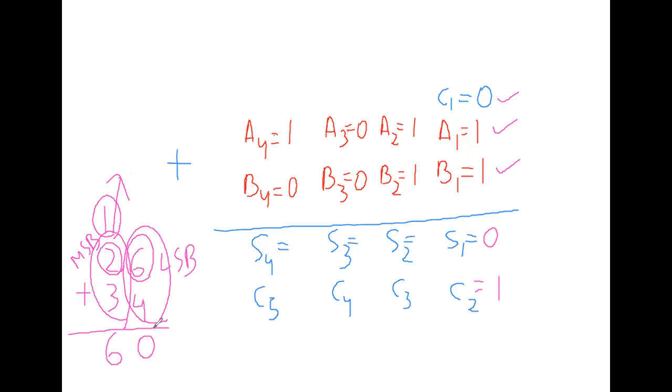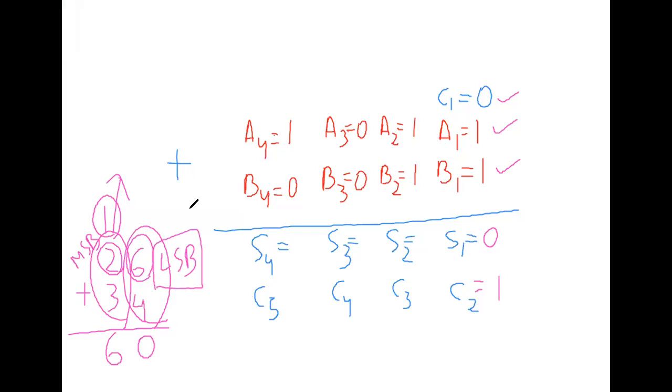But in this LSB, what is the previous bit? There is no previous bit because this is the starting bit. That's why we have to take carry is equal to 0. While designing the circuit also, we have to take the first carry, C1, is equal to 0.